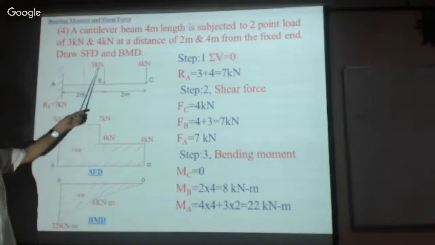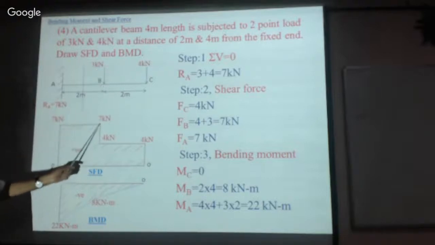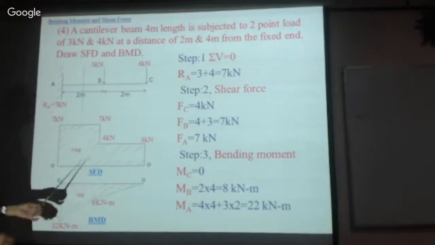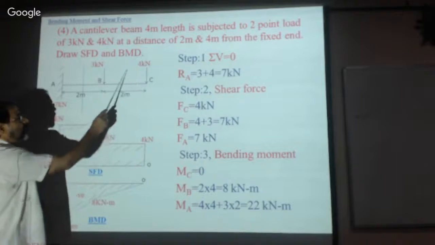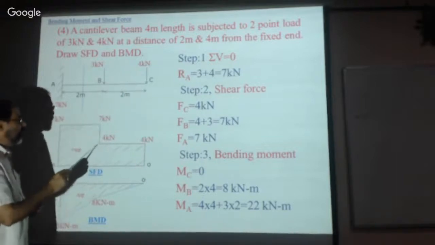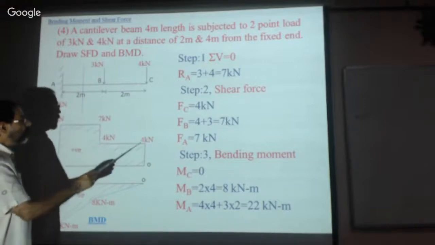At this point, 3 kN force is acting downward at B. Therefore, come down by 3 kN. Then we are reaching 4 kN. The 4 kN shear force is available here, and wherever you calculate from here, the shear force is 4 kN. Therefore, the shear force is constant from B to C.